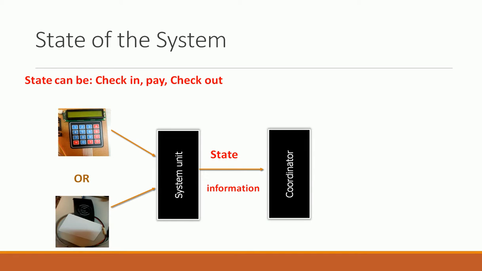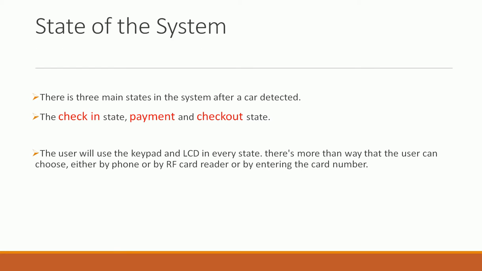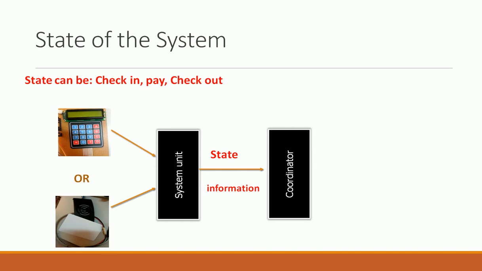State of the system. There are three main states in the system after a car is detected: check-in state, payment, and checkout state. The user will use the keypad and LCD in every state. There is more than one way that the user can choose: either by phone, or by RF card reader, or by entering the card number. State of the system: check-in, pay, checkout. This is the system unit.